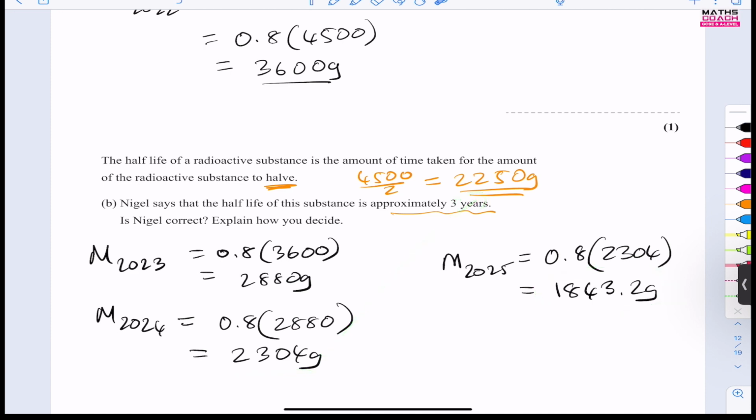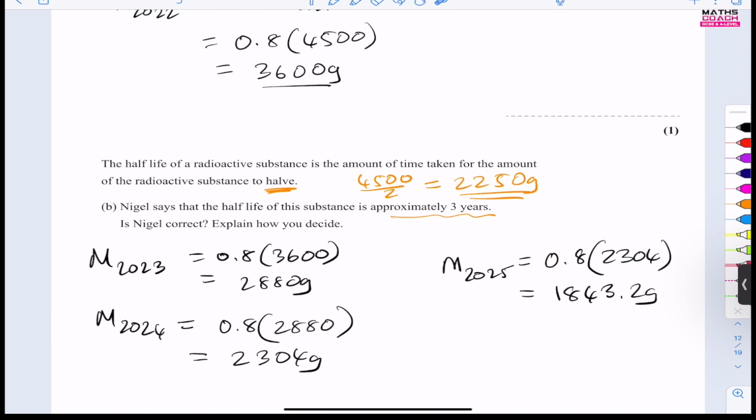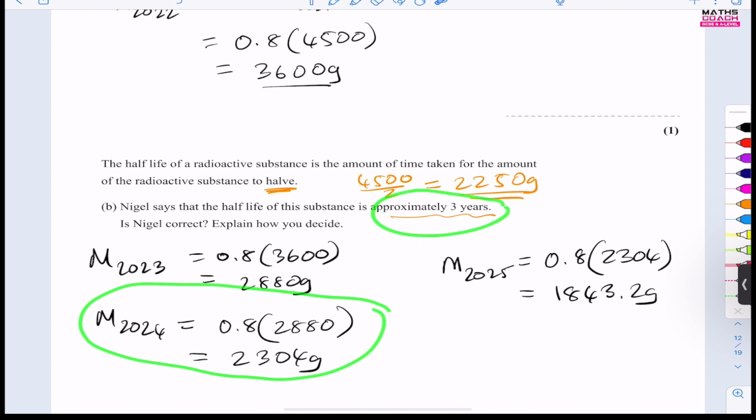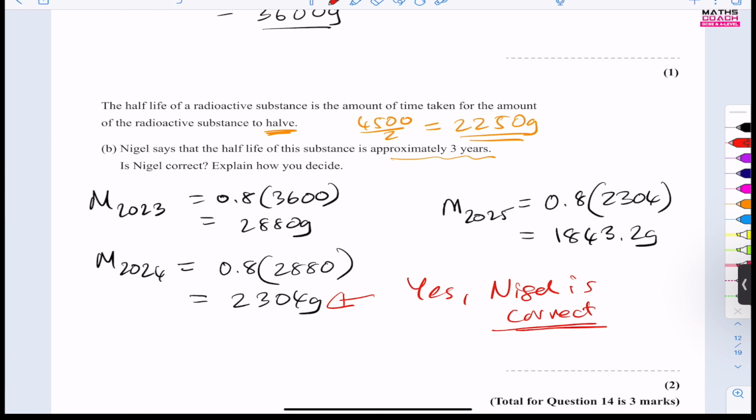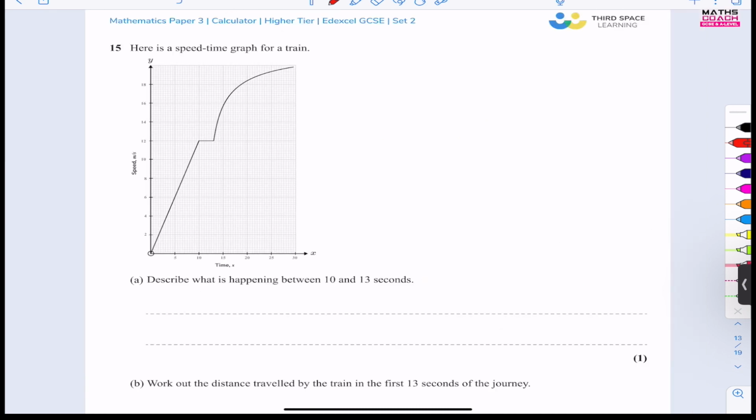And also it says approximately 3 years. So the question says, is Nigel correct? Well, if you look at the third year, 2024, it was very close to halving, and it's an approximation. Yes, it's just a little bit more than 3 years. So yes, Nigel is correct, because in the year 2024, which is the third year, it gets next to the halfway point.